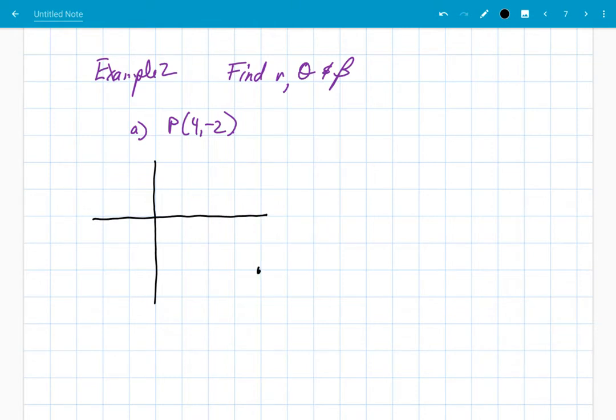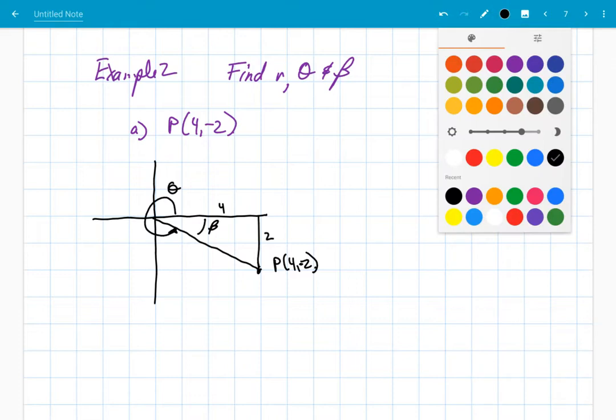4 and negative 2 is point P. There's the angle I need to find. That's theta. Beta is going to be here. I know that this is negative 2, so this will be down 2. This will be over 4. None of those things I had to do in terms of a sketch, but that really tells me what I need to go about.